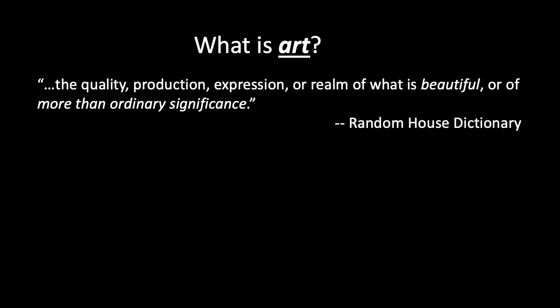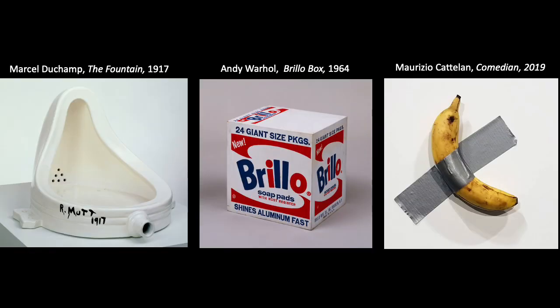According to the Random House Dictionary, art is the quality, production, expression, or realm of what is beautiful or of more than ordinary significance. So with that definition in mind, let's look at these three works of art. We have Marcel Duchamp's The Fountain from 1917, Andy Warhol's Brillo Box from 1964, and the Italian Maurizio Cattelan's Comedian from 2019. So we have what is essentially a porcelain urinal turned up on its side and presented as a work of art. We have a replica of a cardboard box that contained Brillo soap pads that were sold in grocery stores across America. And we have a banana that has been duct taped to the wall in an art gallery. So if our definition of art includes the quality, production, expression, or realm of what is beautiful or more than ordinary significance, do these items fit that definition?